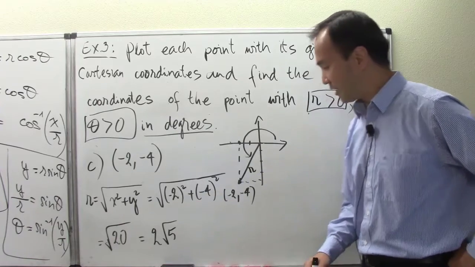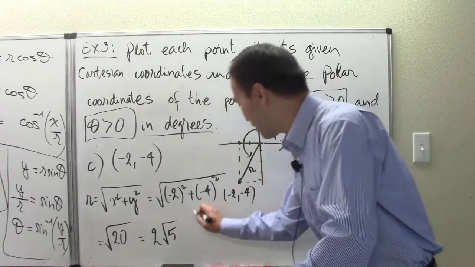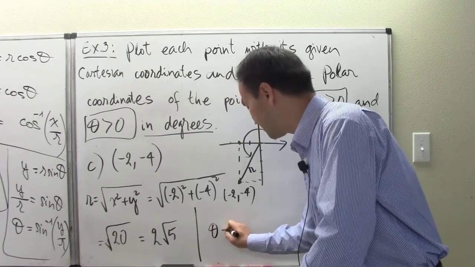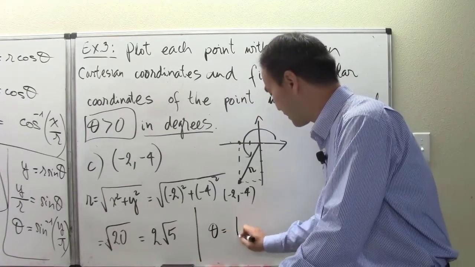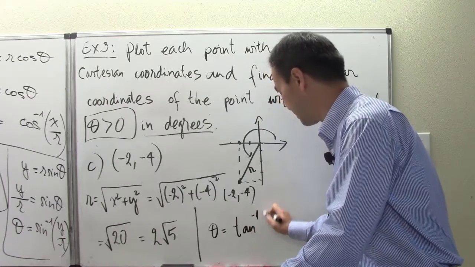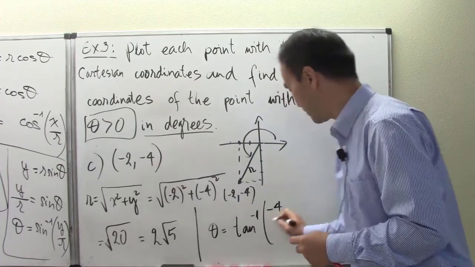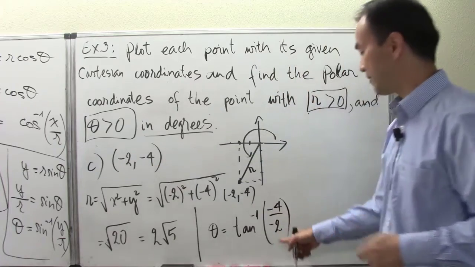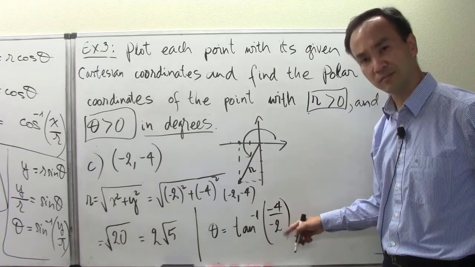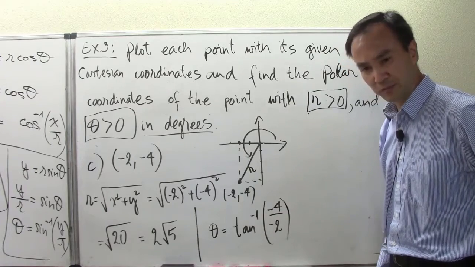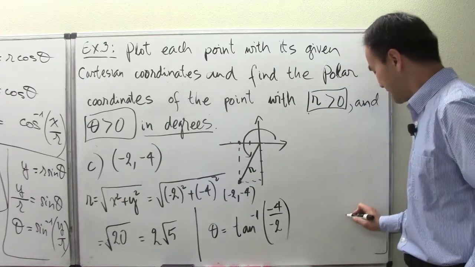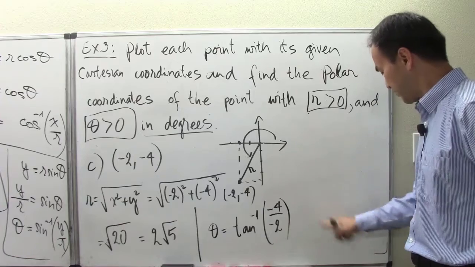All right, so now we're going to calculate the angle. The starting step again is to find the tangent inverse of y over x. So negative 4 over negative 2, which is the same as tangent inverse of positive 2. Tangent inverse of positive 2. I'm going to leave a pretty big space right here.